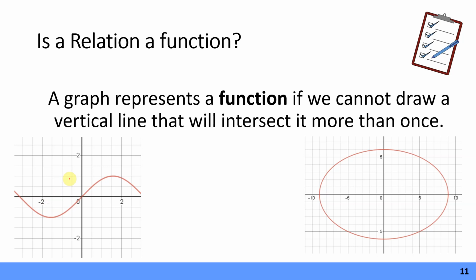So what do you do, right? Pretend you open up your homework, you open up your test, and you see this graph right here. All you're going to do is draw a line. It has to be a vertical line. This line intersected the graph only one time. So that's okay. But to make sure, let's go ahead and draw another one.